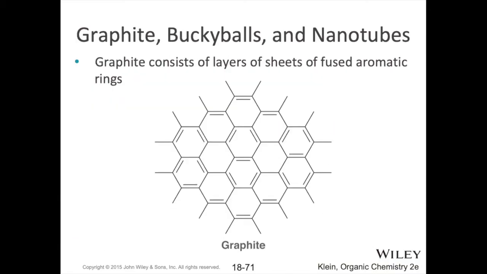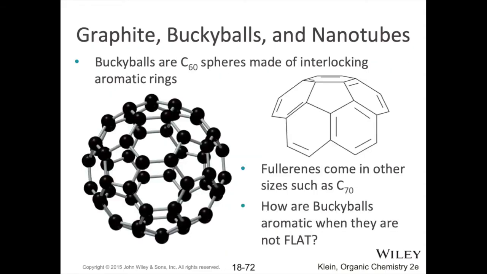Okay, so finally we will talk about materials that take advantage of these aromatic systems. Graphite is a good example of this. Graphite is a sheet of fused aromatic rings. You just have this whole network of these benzene rings fused together.